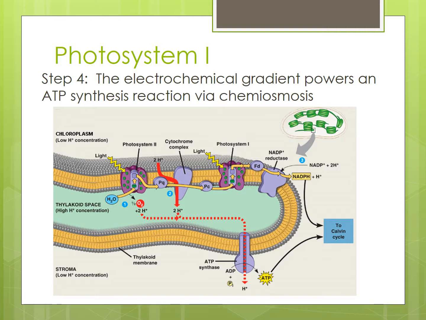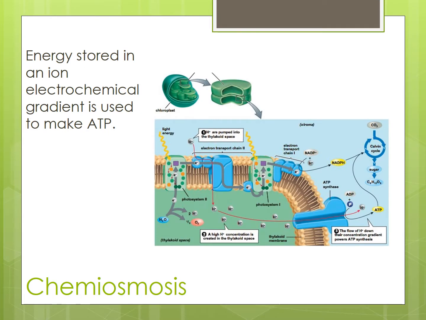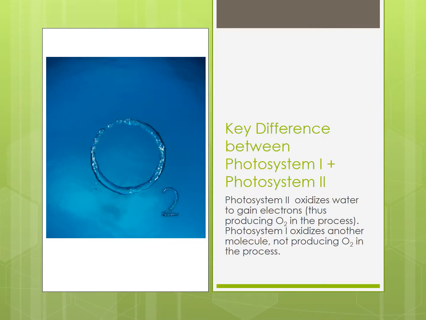So here we're using chemiosmosis to make ATP in a very efficient way. So the light reactions have used this electrochemical gradient to make ATP. We have usable cellular energy now. The big difference between photosystem 2 and photosystem 1 is that both of them are going to help produce the electrochemical gradient, but photosystem 2 produces oxygen.